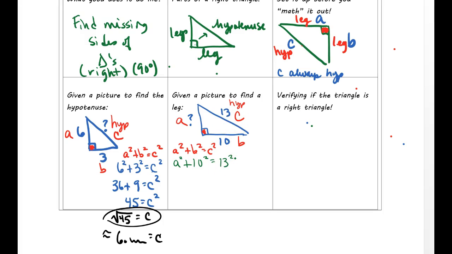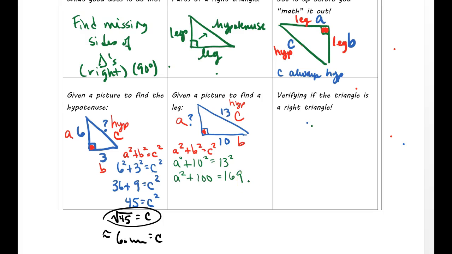And now I do whatever math I can, okay? So I'm going to recopy the A squared. Now what is 10 squared? Well, 10 squared is 10 times 10. What is 13 squared? 13 times 13, okay? And now it's weird. It looks really weird. It's like some number plus 100 equals 169.